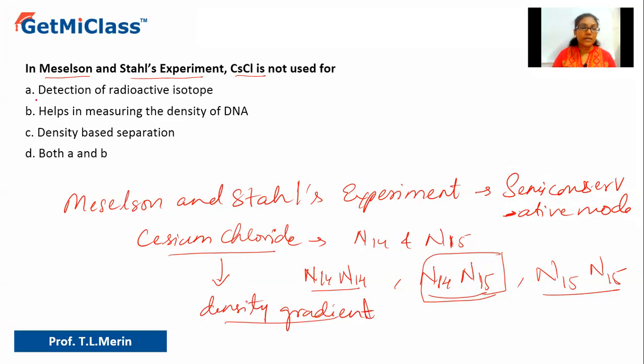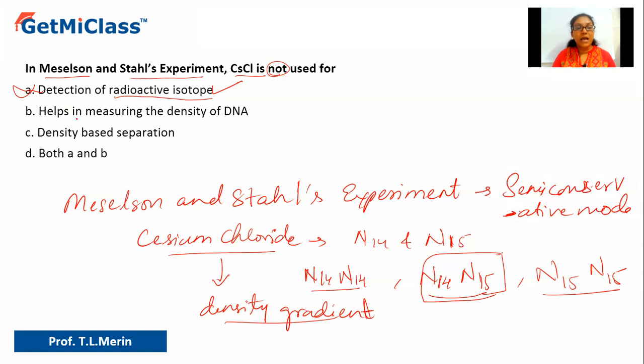So let us see. Option A says detection of radioactive isotope. No, it was not used for detection of radioactive isotopes, because by using a cesium chloride density gradient, you cannot detect whether it is radioactive or not. But since they're asking about what is not used for, this is the correct answer, because cesium chloride is not used for the detection of radioactive isotope. Though the description is wrong, we are looking for the wrong statement. So that is the correct answer.